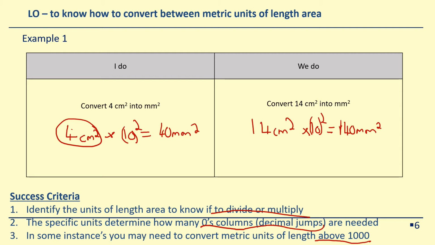So 14 centimeters squared times your 10 squared equals 140 millimeters squared. Well done if you got that correct. So remember, you're just having to times by 10 squared here because there are 10 millimeters in 1 centimeter.